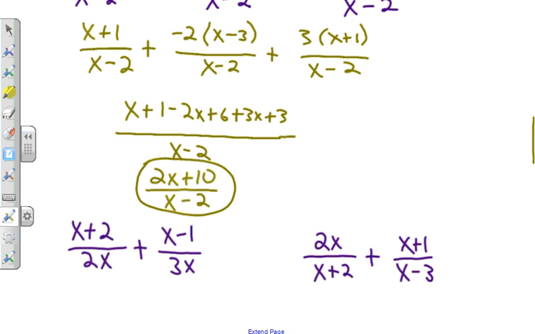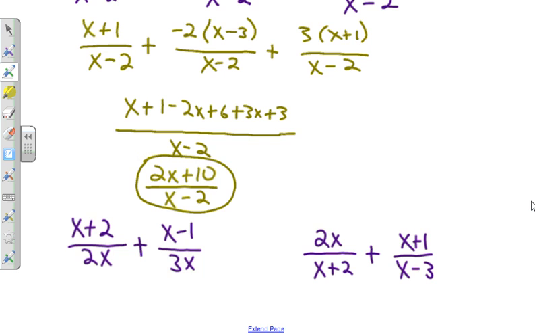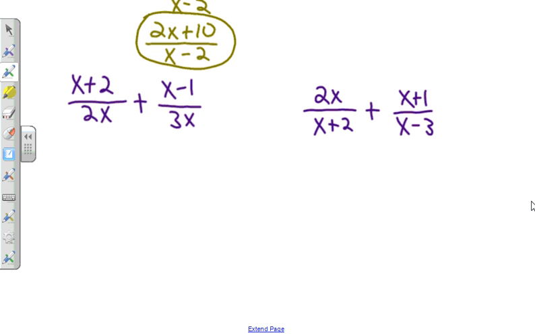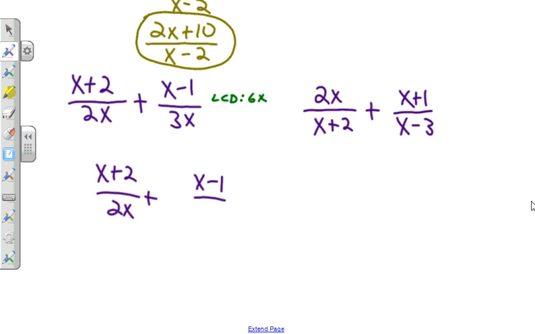All right, first problem we have where we have a non-common denominator with algebra. What is my LCD right here? 6x. So let's write x plus 2 over 2x plus x minus 1 over 3x. What am I going to multiply? 3, that's the version of 1. There's your multiply by 1, and this one by 2 over 2.